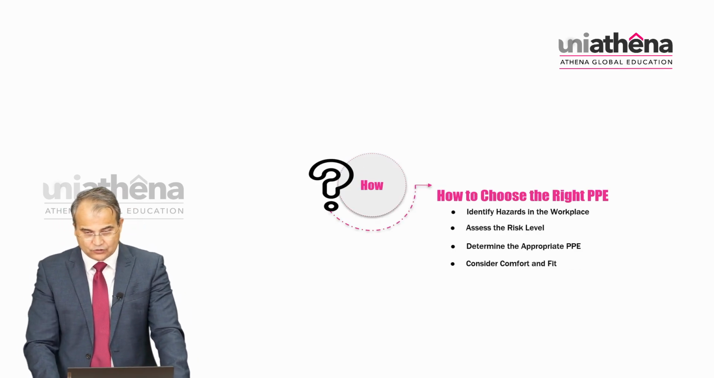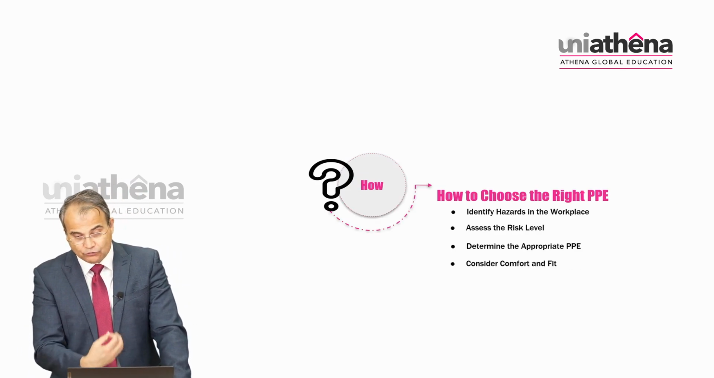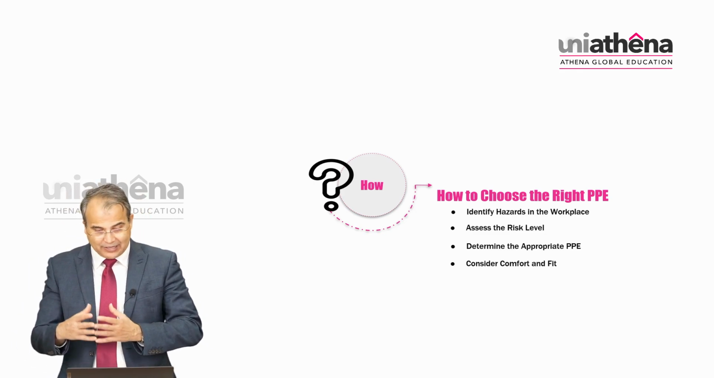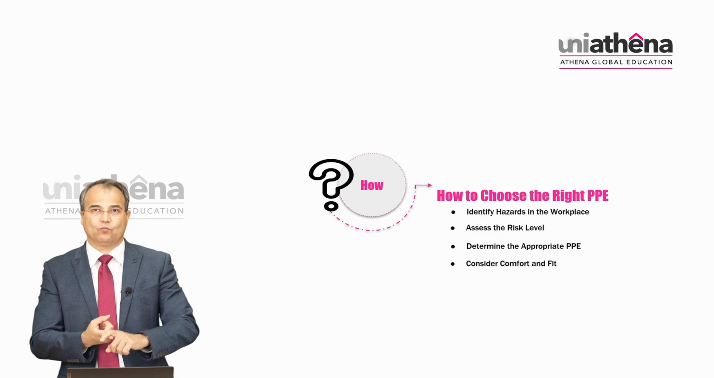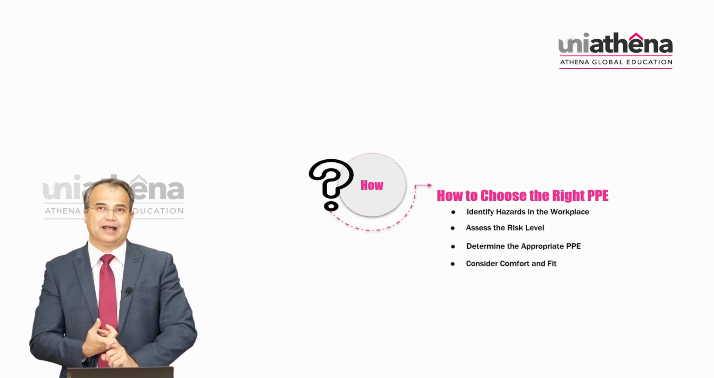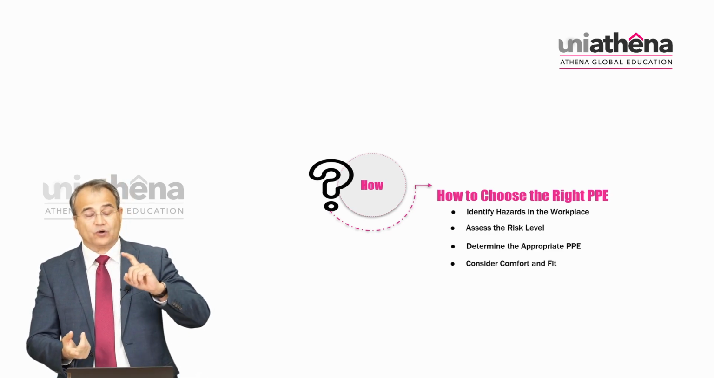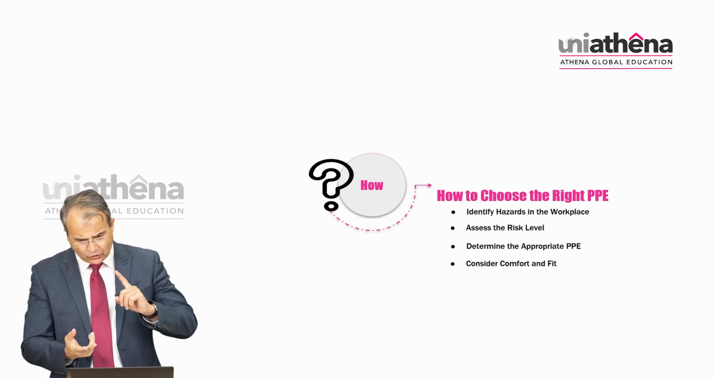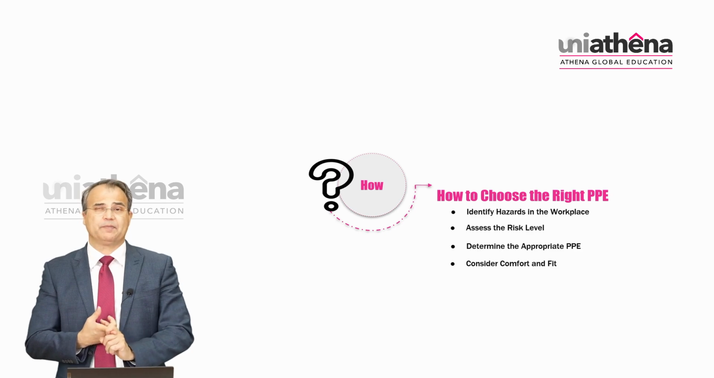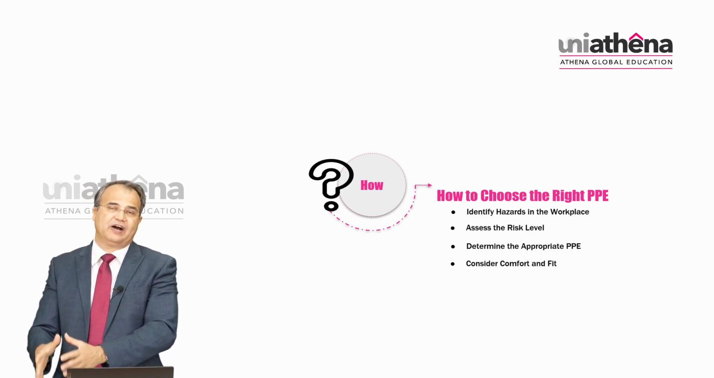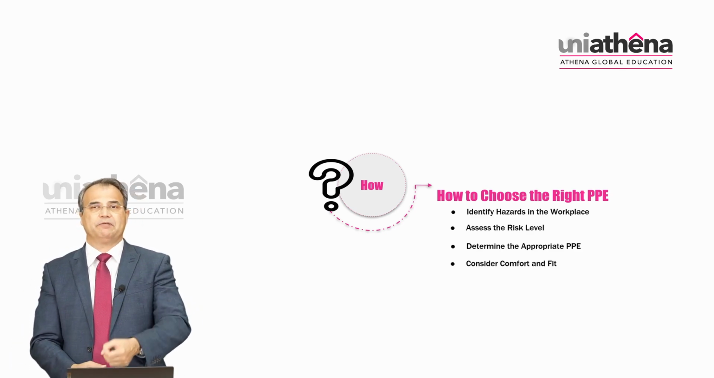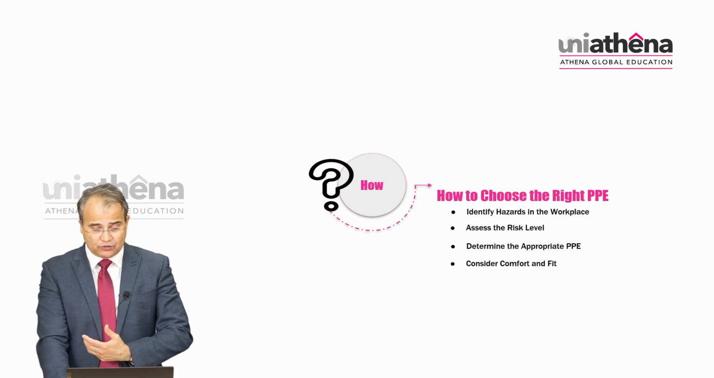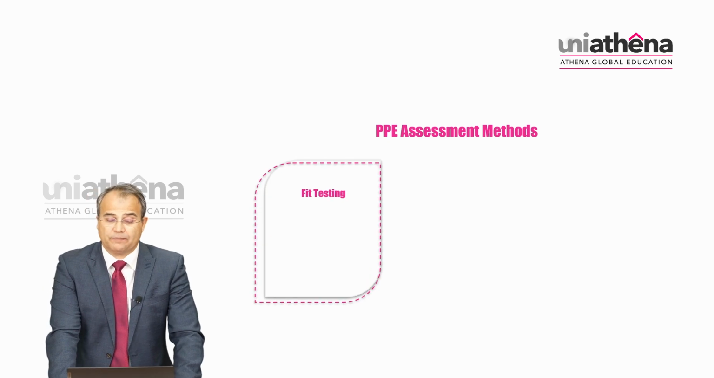So what exactly is doing well? How do you choose the right kind of PPE? This is what you have to know and follow. Identify the hazard: where you are working, which place that is, and what kind of things are required for that. Assess the risk level, what kind of risk you are going to be facing. Then determine the appropriate PPE for that particular function. Consider comfort and fit as well for the person who is going to be using it. If you don't have this, then you're going to be in big trouble.